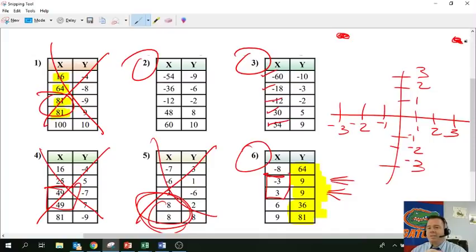So this was a quick little video on how to spot whether or not an input-output table is a function table by looking for a repeat of the same number in the x category. Not the y, the x.